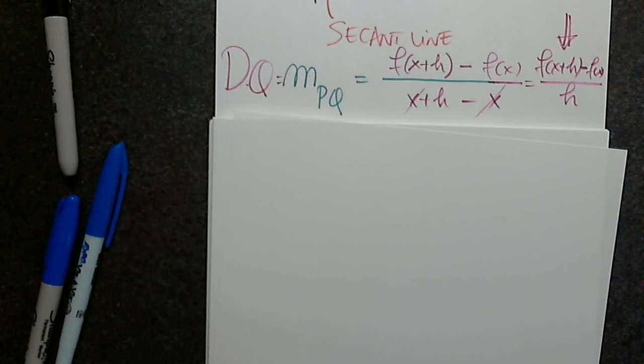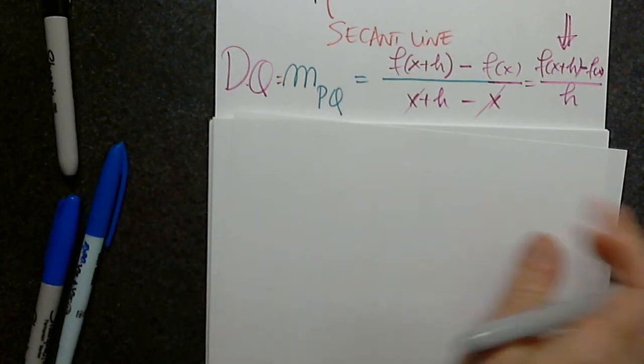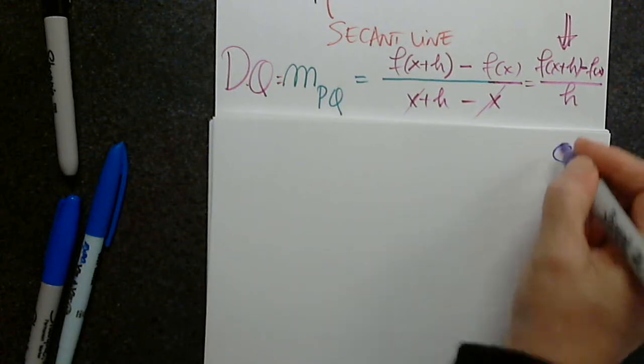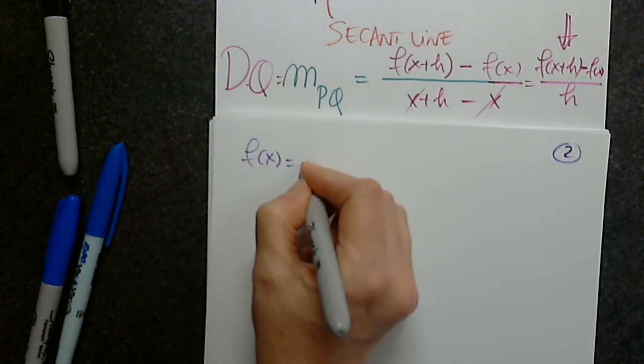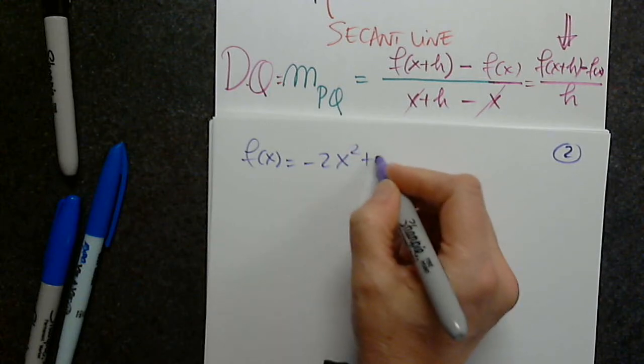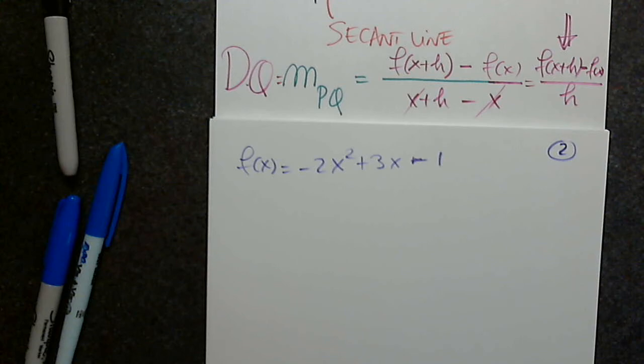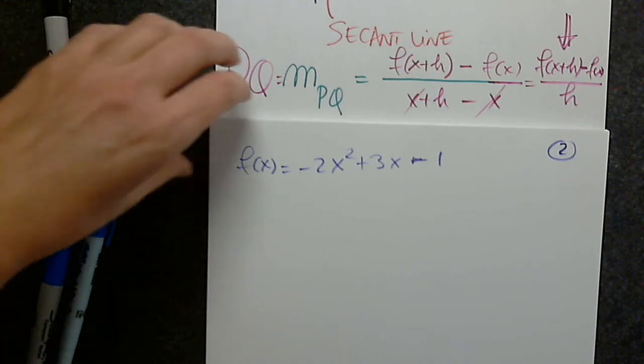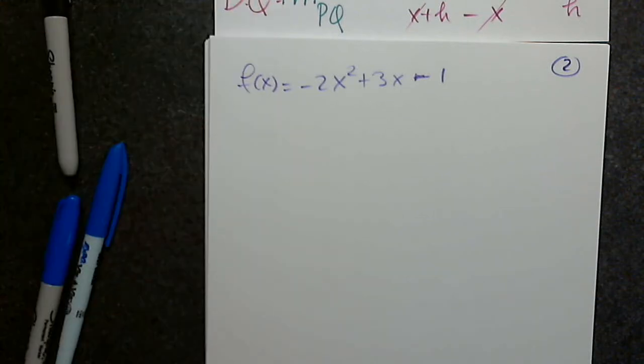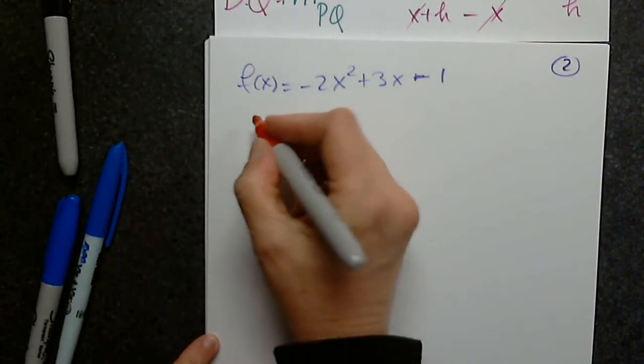Perfect. So in this case, we are given a quadratic function, which is f of x equals negative 2x squared plus 3x minus 1. I may have said this last time, or maybe not. But when you look at this function, what do you see? You see a pattern, right? And here's the pattern.